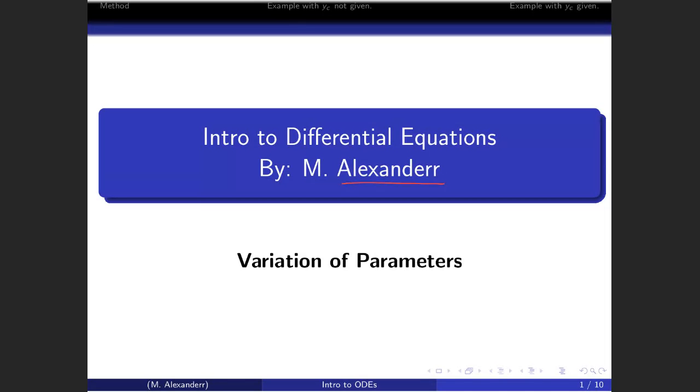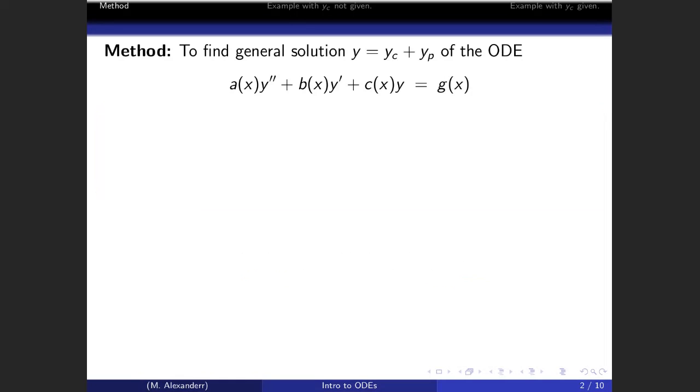All right, so today we're going to talk about variation of parameters. It's a very short topic, but actually very powerful. All right, so the type of equation is going to be this type.